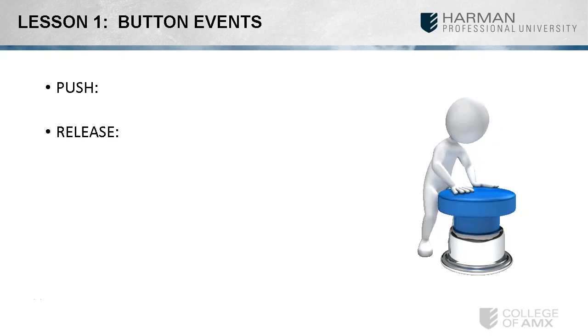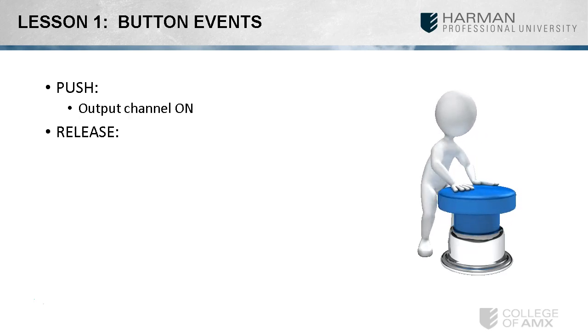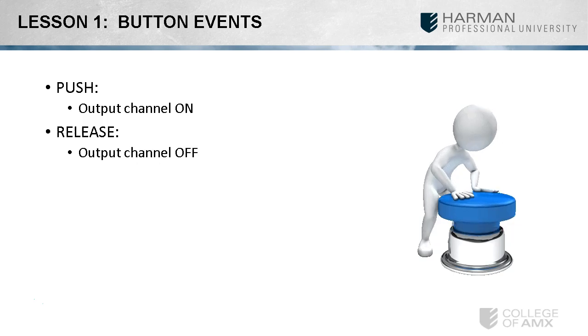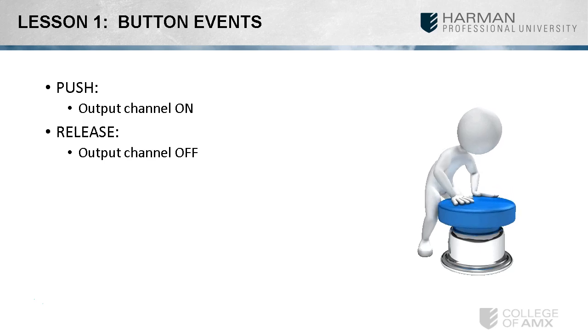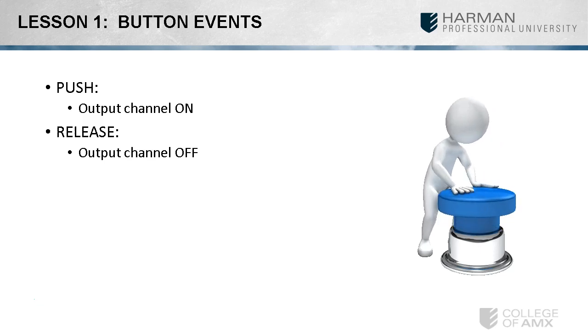Button events are triggered by output channel events on a particular device. Pressing a button turns the associated output channel on. Releasing the button turns the associated output channel off. It's often necessary to consider how long a button has been pressed for. There is a button event handler for that also.